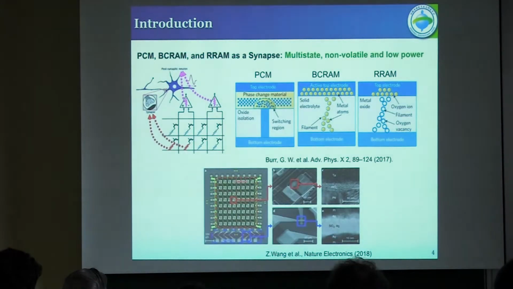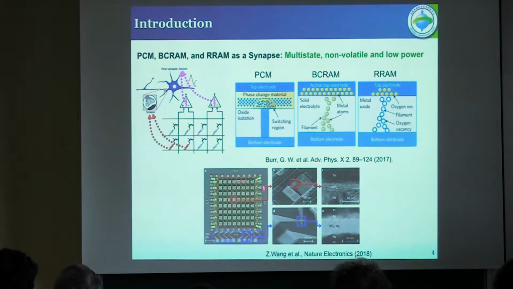So that's why the majority of the neuromorphic community focuses on the resistive memory area, thanks to advantages like multi-state. In the case of this memory, they can perform many states similar to a biological synapse, and they are non-volatile.